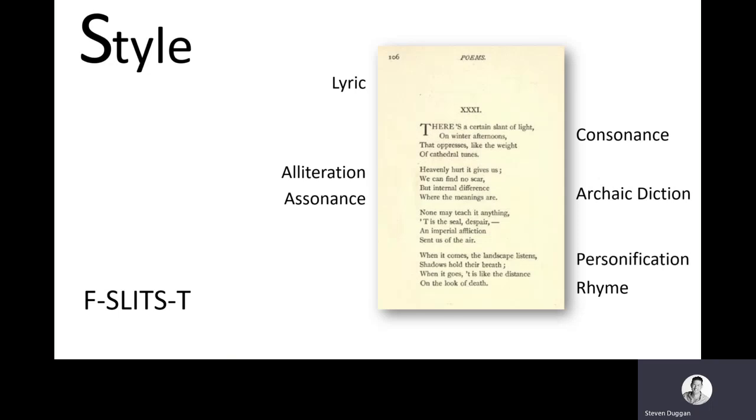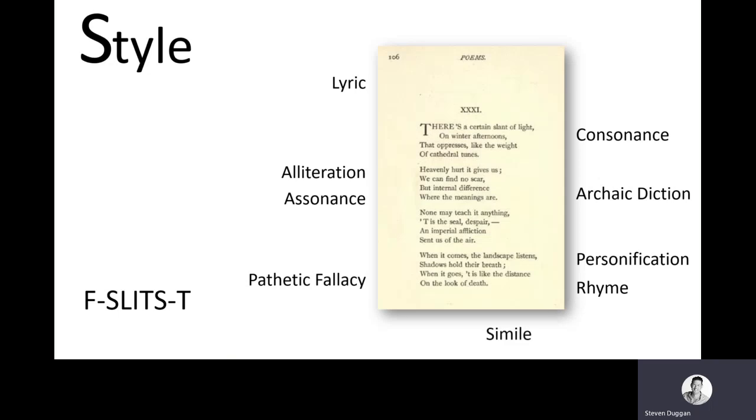What else? We have personification when she talks about the landscape listens. Obviously, the landscape, an inanimate thing, cannot do this thing which humans do, which is to listen. But we also have pathetic fallacy. When she talks about shadows holding their breath, that's suggesting emotion. That's suggesting fear or something of that nature. So it's pathetic fallacy in this instance.